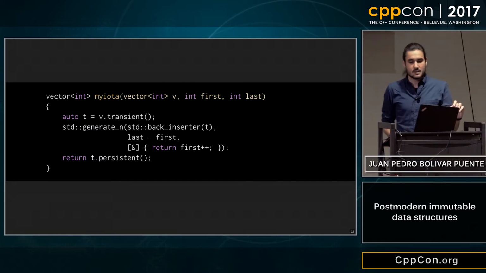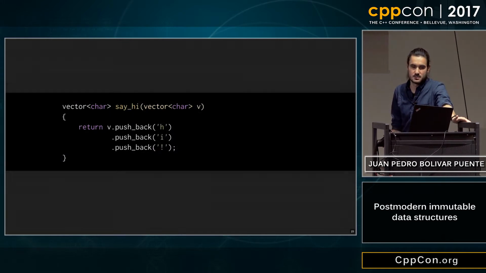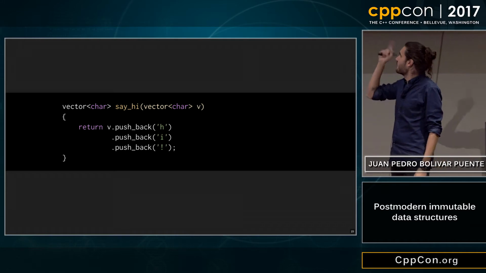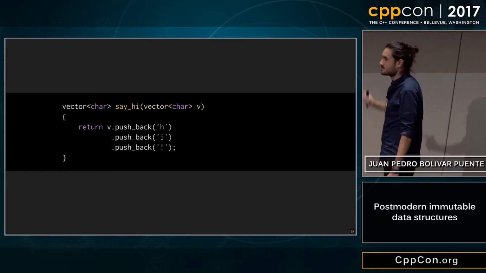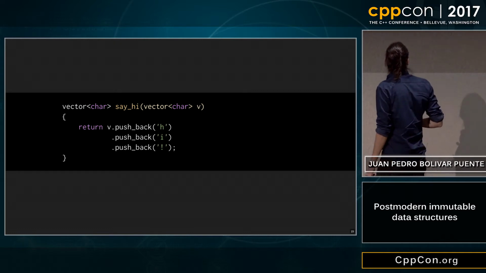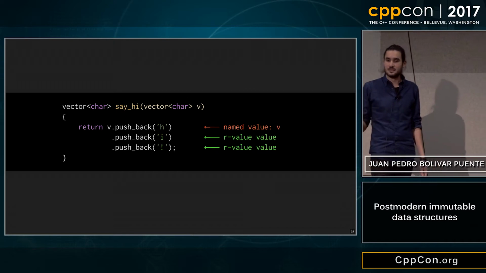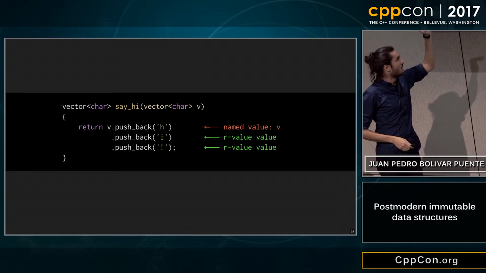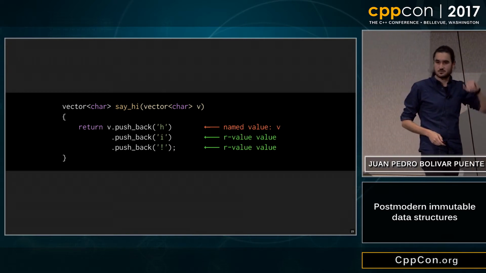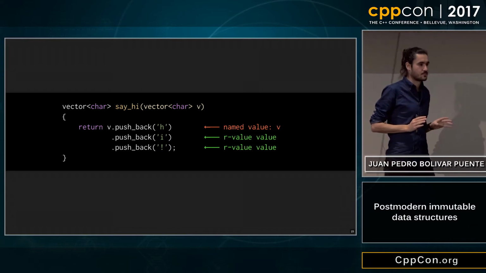But there is something more you can actually do about transients. Let's look at this function. This function takes a vector and then calls push_back on the vector, and does so a couple more times. Many of you will have noticed the first value is a named value, or lvalue in C++ jargon, and the second two operations are happening on rvalues, which are anonymous. They have no one else looking at them.